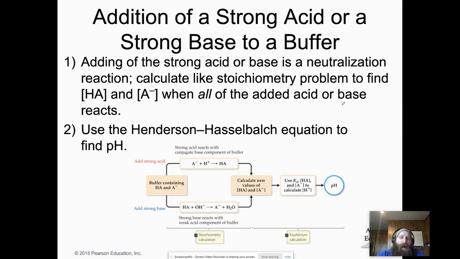Now, if we add a strong acid or a strong base to a buffer, then we can use stoichiometry in order to calculate any of the outcomes of a neutralization reaction, just like we normally would. Again, when we do this, we need to use the Henderson-Hasselbalch equation to find the pH. So we'll do a stoichiometry calculation, and then we'll do an equilibrium calculation. So let's look at one of those.